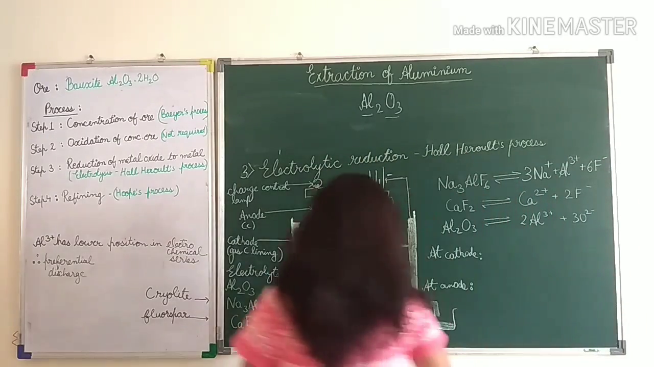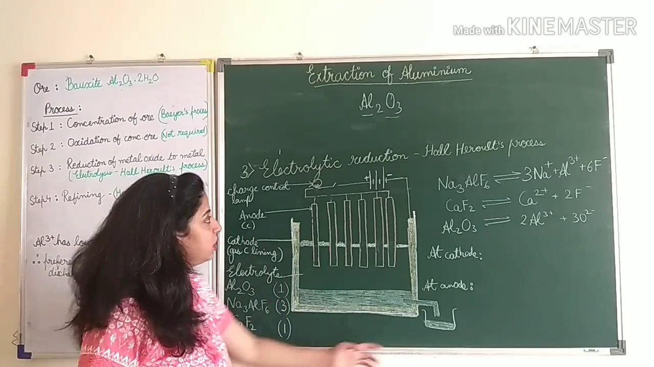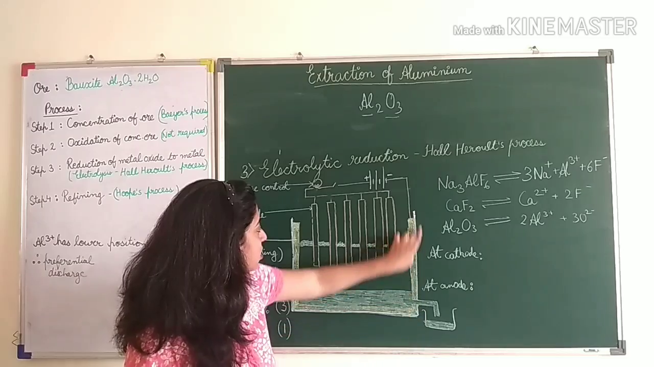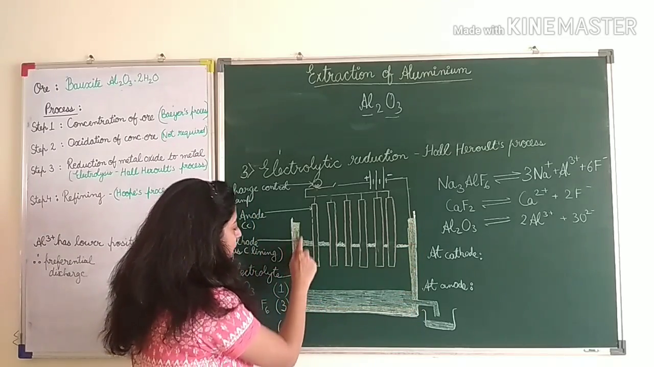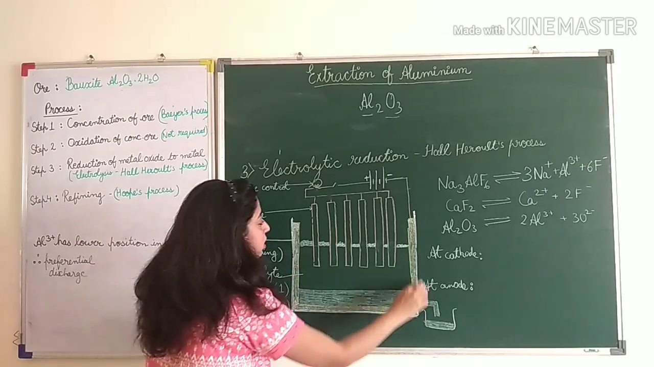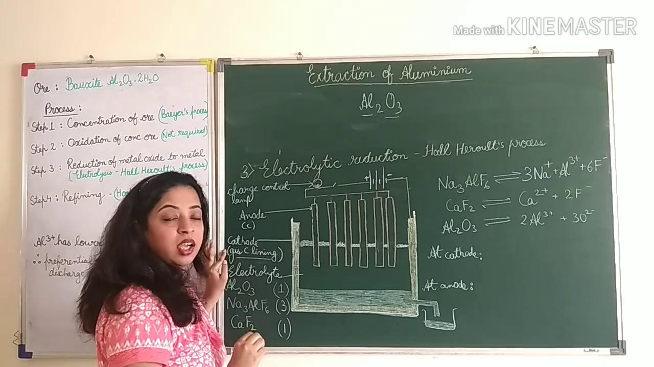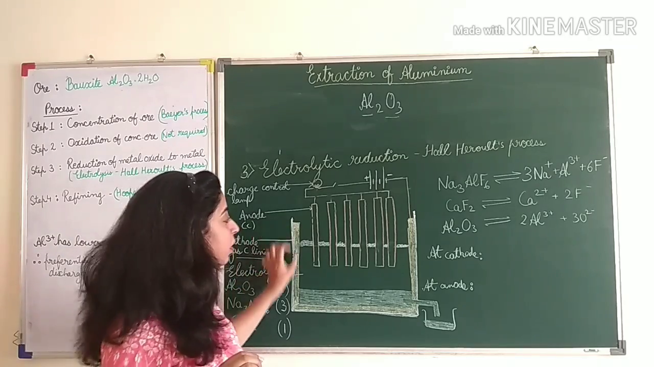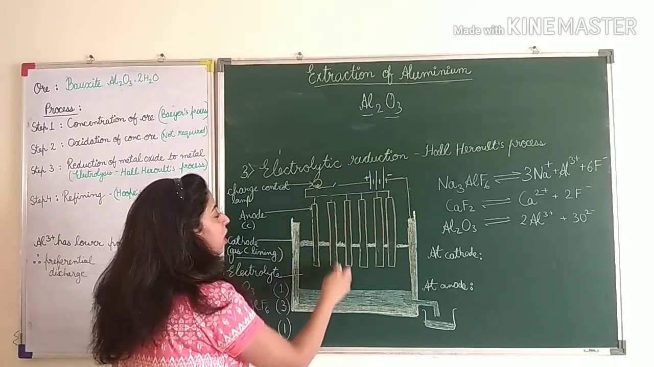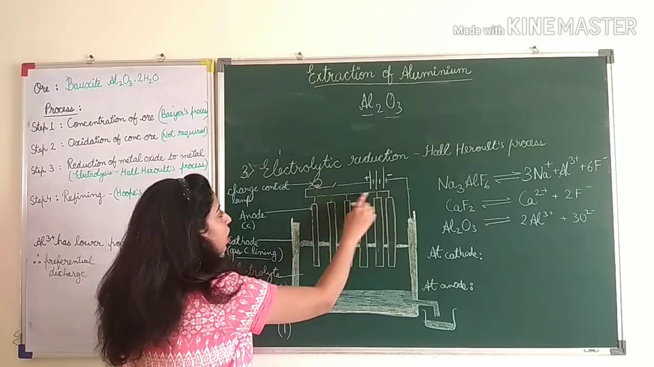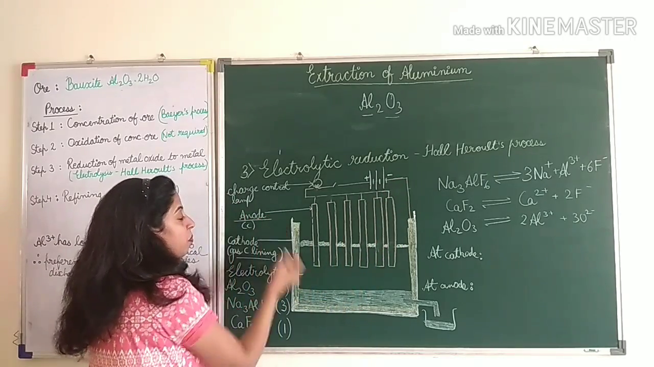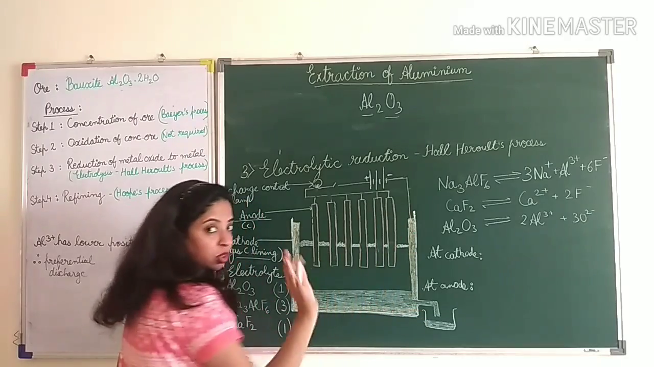Now in this, see the diagram here. See the apparatus of Hall-Heroult's process. You can see there is a steel lining here, and in that you can see this in yellow color. I have drawn the cathode in this yellow color. This cathode is a gas carbon lining. So carbon in the form of gas carbon is lined here as cathode. As anode, there are carbon rods, which are attached to the circuit later on. So there are many carbon rods which act as anode, and the gas carbon lining acts as cathode.